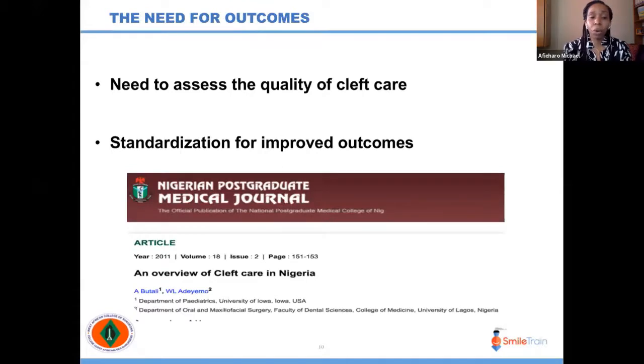Two eminent authors have elucidated that there is a need to assess outcomes in our setting, and they identified that there's also a need for standardization for improved outcomes for what we do.